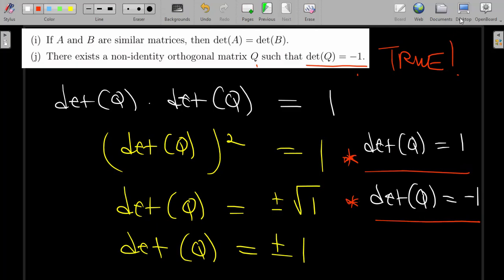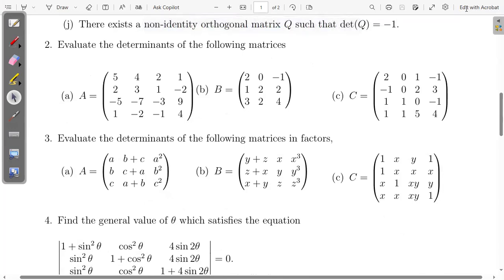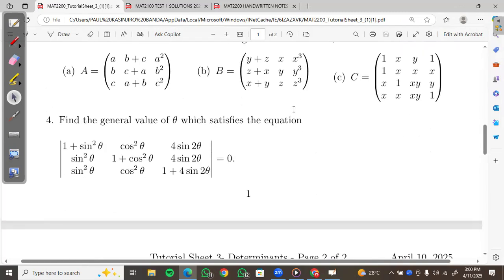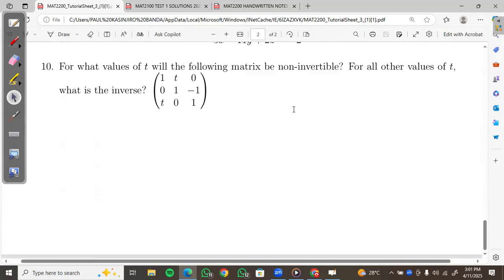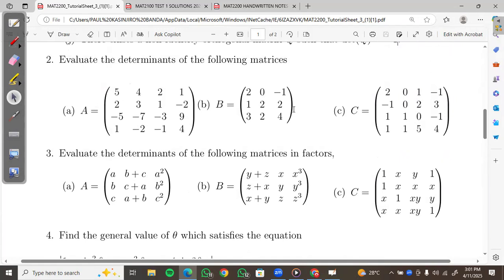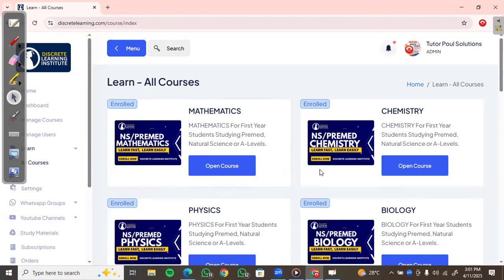I also solved all these questions, but they're in written form. So if you'd like to access them, you can simply register on our website, and then you'll be able to view all the solutions to all these questions, as well as tutorial sheet 2 and tutorial sheet 1. I also have sample quizzes and sample tests that I've uploaded there with their solutions, so you can easily go through them. So this is our website.